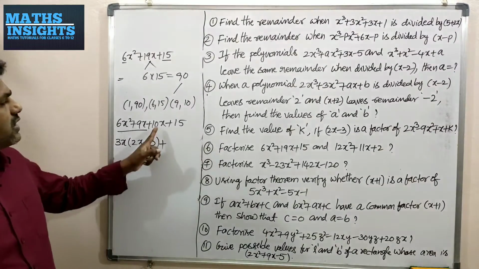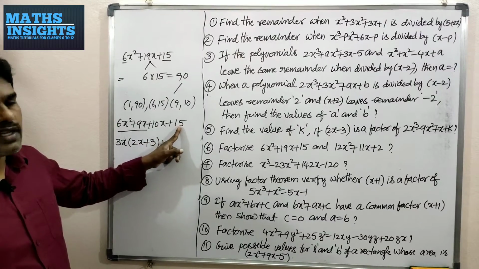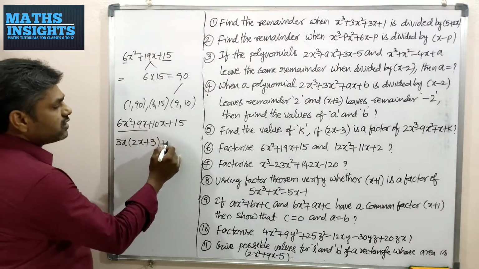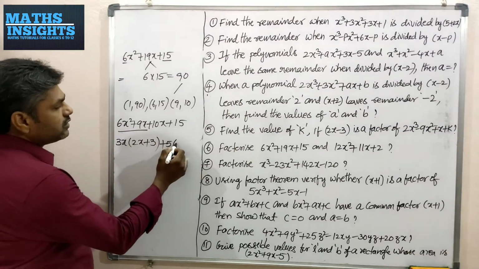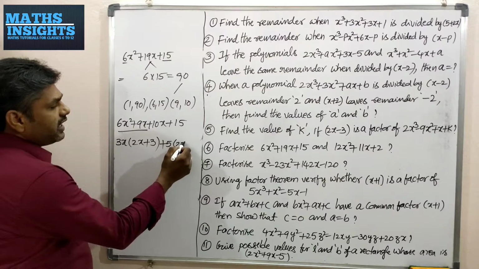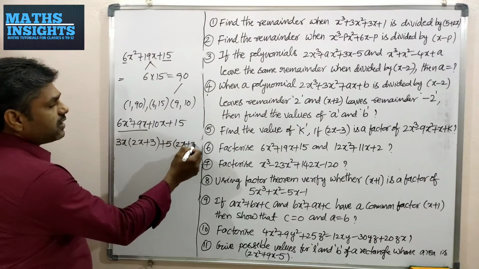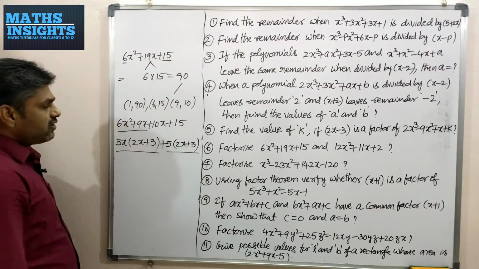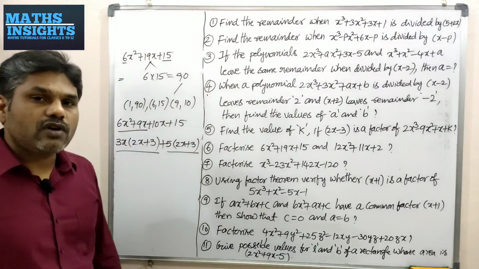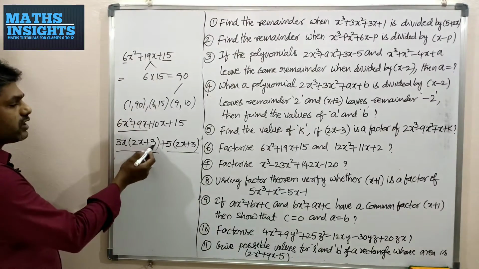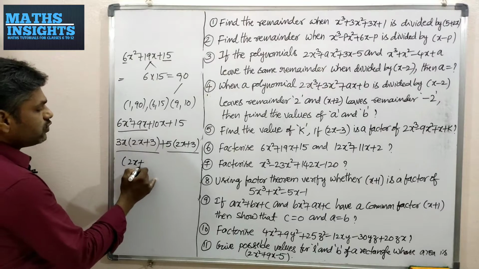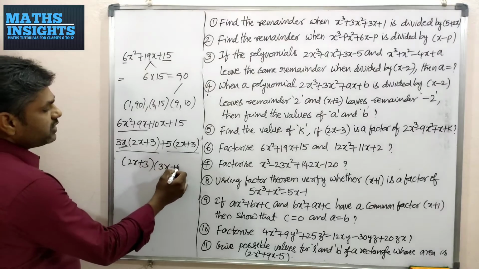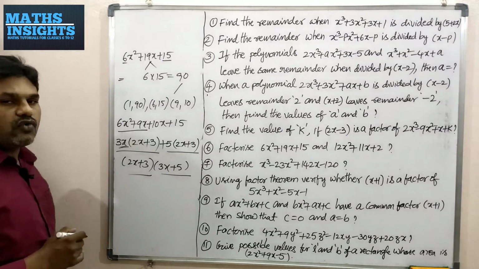Similarly, you have to search for any common factor between the last two terms. That is, 5 is there, x is not there. If you take 5, 5 2s are 10 and x, plus 5 3s are 15. So you now have two terms. This is the first one and second one. In these two terms, again you have a common factor, that is 2x plus 3, 2x plus 3. If you take 2x plus 3, then you have 3x here and plus 5 here. So these are the two factors.